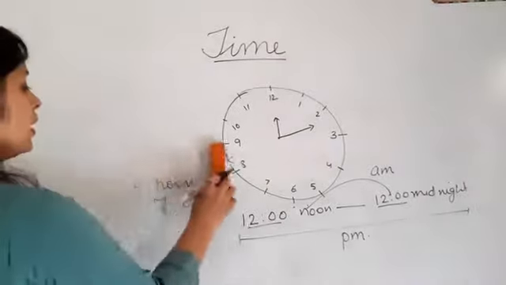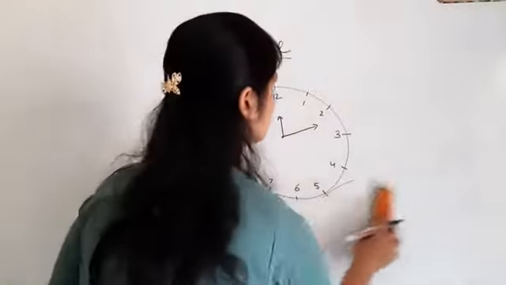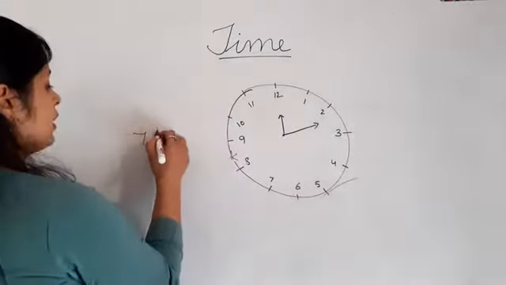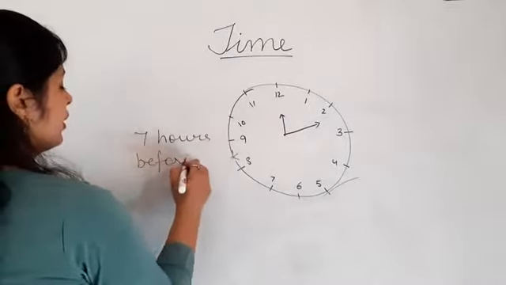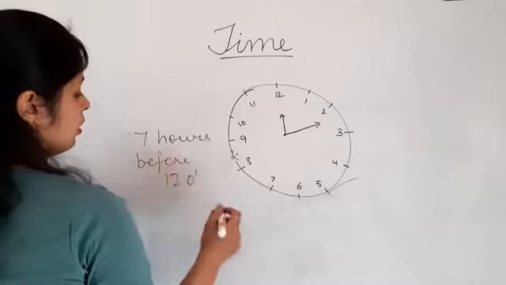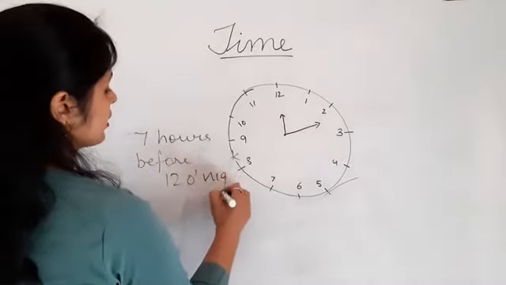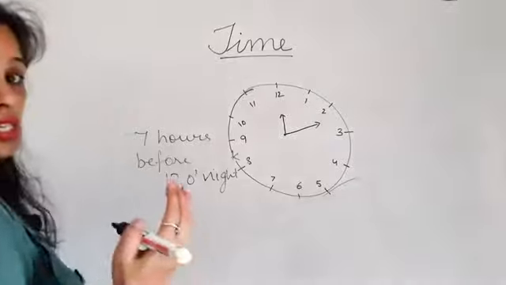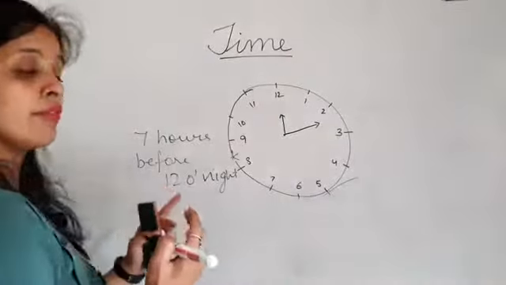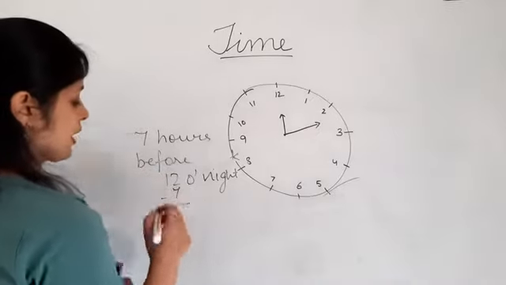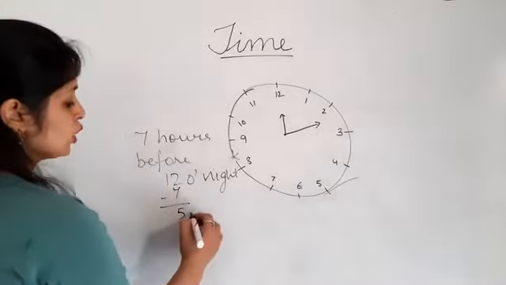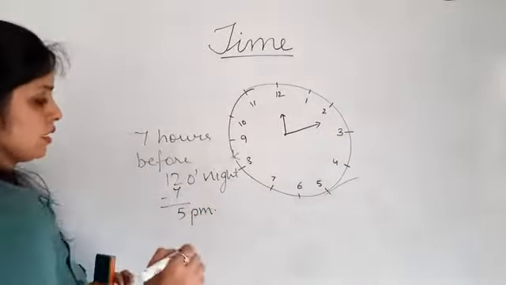Then in the same way, if I am talking about 7 hours before 12 o'clock night, then from 12 o'clock we will subtract 7. So what will we get if we subtract 7? We will get 5. So 5 PM will be the answer.